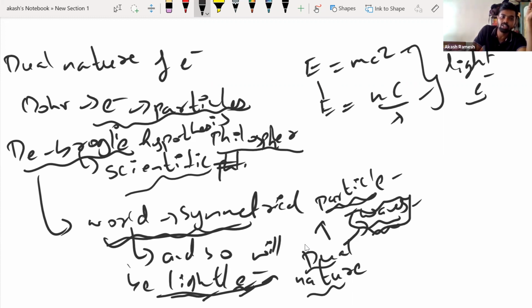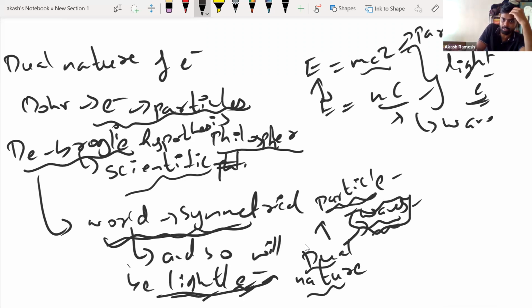So these two energies can be equated, right? They can be equated because both of them are coming from a single electron. This electron has both natures, both particle and wave. E is equal to mc squared is for the particle nature, and this one is obviously for waves, because lambda exists only for waves, and mass exists only for particles, right?